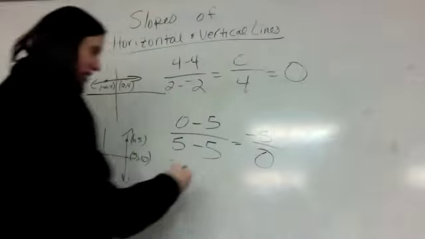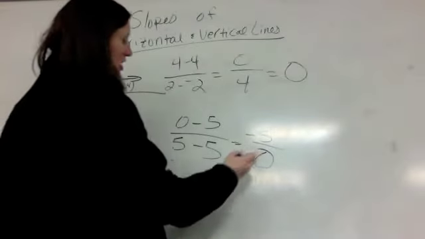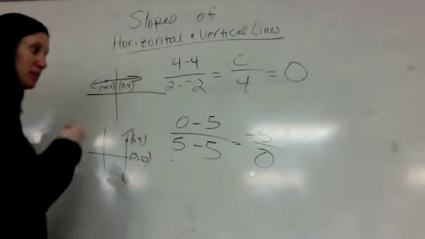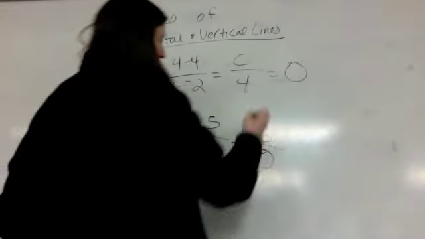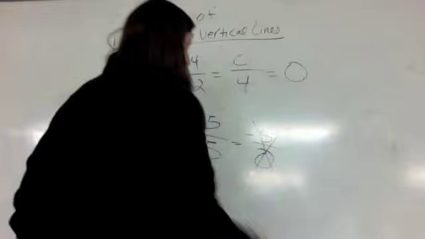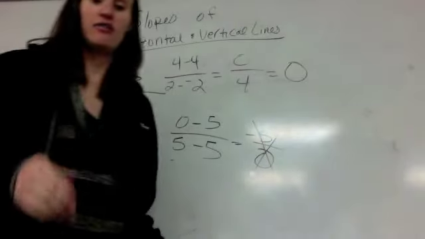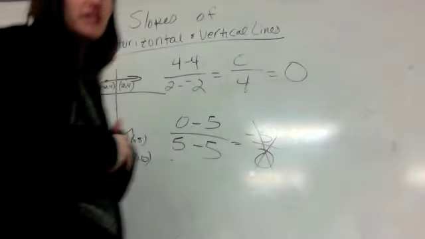Well, anytime you have the same x value, you're going to get 0 when you subtract, and you can't divide by 0. We've talked about that. You can't split things into groups of 0. So that's where the undefined part comes in as well, because you can't divide by 0 when using the formula. So that's all for horizontal and vertical lines.